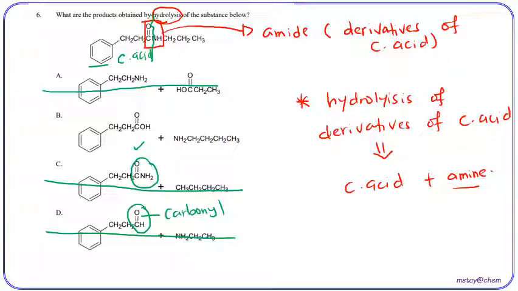However, we still need to double check. Here we have 1, 2, 3 carbon, so 1, 2, 3. Okay, so the first structure is okay. Then for the second, we can see 1 carbon, 2 carbon, 3 carbon, which is propanamide. So 1, 2, 3, 4, 5. Okay, 4. So I think this one we have to change it a bit. It becomes NH2, CH2, CH2, and CH3. So the answer should be B.